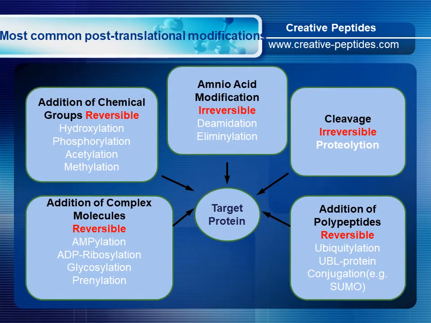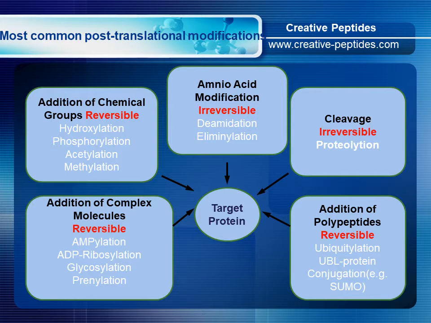Types of post-translational modifications. Addition of chemical groups: hydroxylation, phosphorylation, acetylation, methylation. Amino acid modification: deamidation, eliminylation. Cleavage: proteolysis. Addition of complex molecules: AMPylation, ADP-ribosylation, glycosylation, prenylation. Addition of polypeptides: ubiquitylation, UBL protein conjugation.